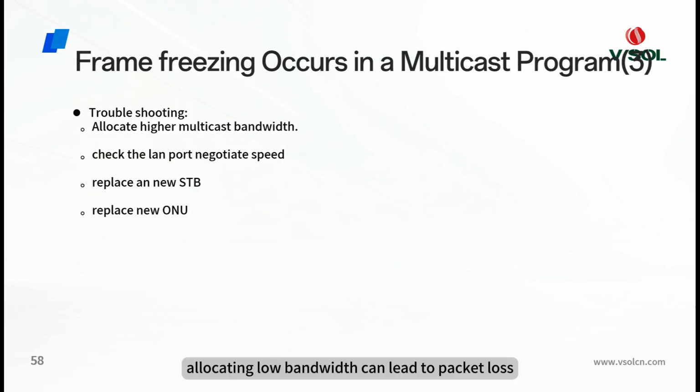Allocating low bandwidth can lead to packet loss and result in not smooth video. It is necessary to increase the bandwidth appropriately. Check the ONU LAN port negotiated speed. Normally, it should auto-negotiate 100 Mbps or 1 Gbps full duplex. Finally, replace with a new STB or a new ONU.